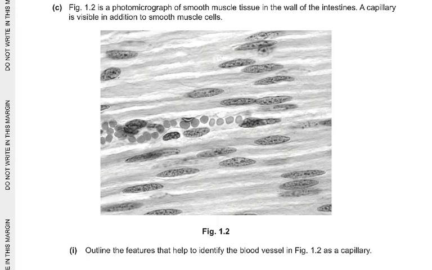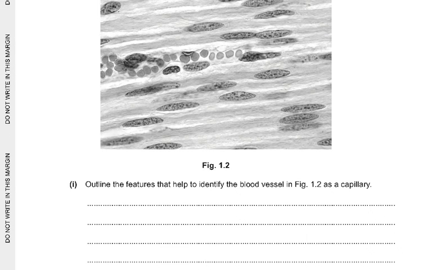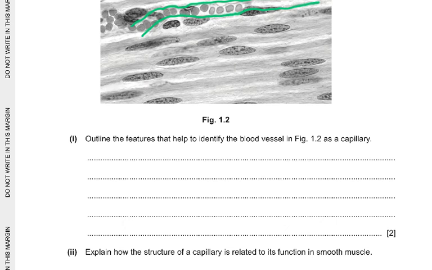Now coming to part C. Figure 1.2 is a photomicrograph of smooth muscle tissue in the wall of the intestine. A capillary is visible in addition to smooth muscle cells. Now it says outline the features that help to identify the blood vessel in figure 1.2 as a capillary. This is the one which they want us to talk about. This thing here which is going like this, and you can see the single file of red blood cells.